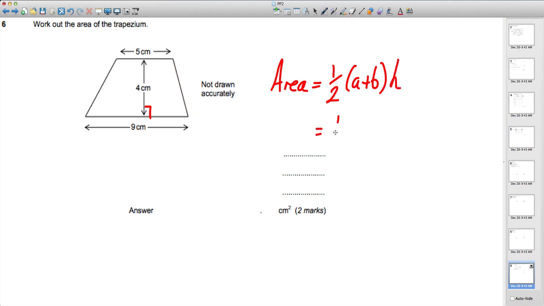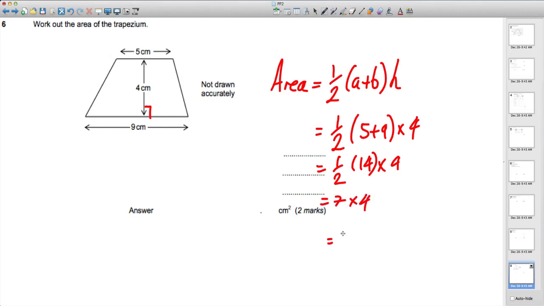So it's just a substitution game. A half, 5 plus 9 multiplied by 4. 5 plus 9 is 14 multiplied by 4. Do the half times 14 first. That's 7 multiplied by 4, which is 28 centimetres squared. Underline your work. Absolutely easy.